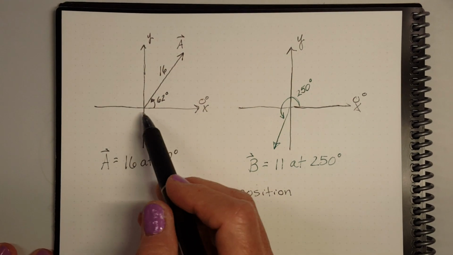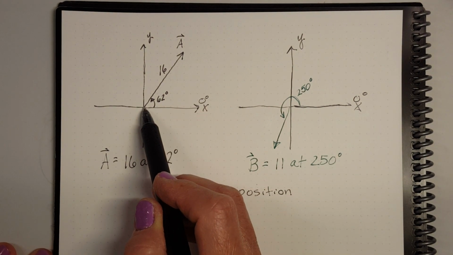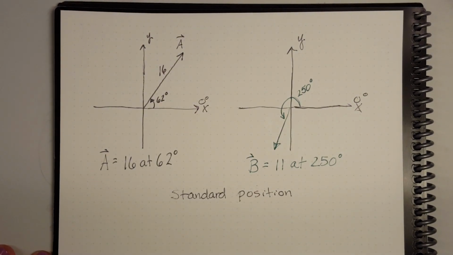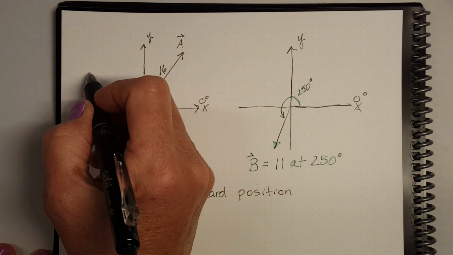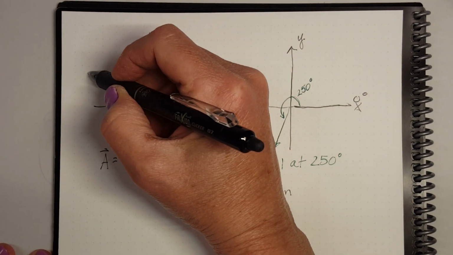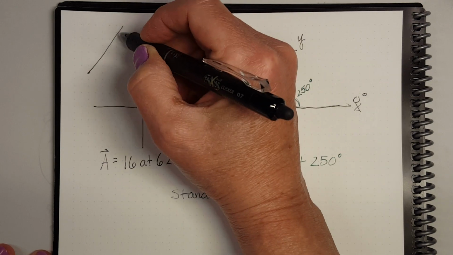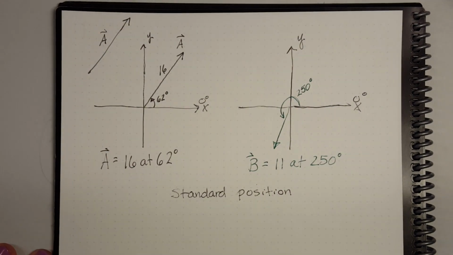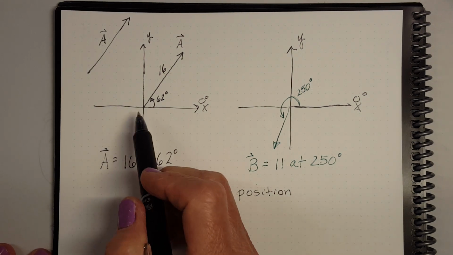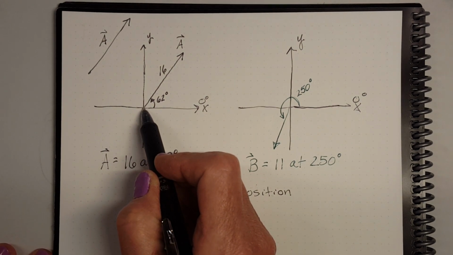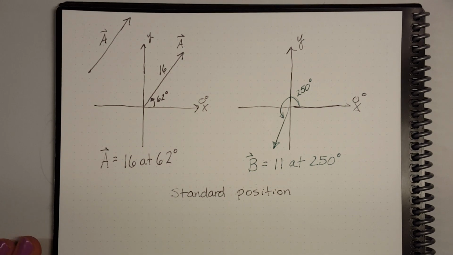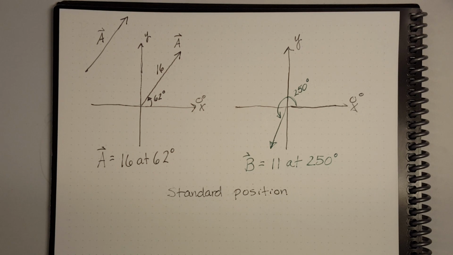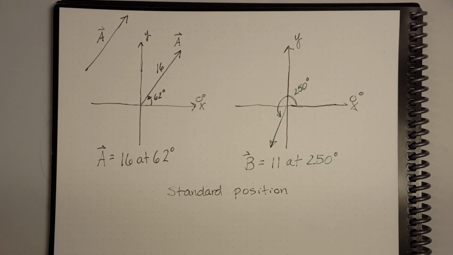And standard position means that the initial point of the vector is at the origin, because we know 16 at 62 degrees could start anywhere. So for example, I could start it here, and 16 at 62 degrees would be the same vector just starting somewhere else. So that could also be vector A, but that's not in standard position. So standard position means that you start your vector at the origin, and when your vector is drawn in standard position, it's always the same method used to calculate the components of the vectors.